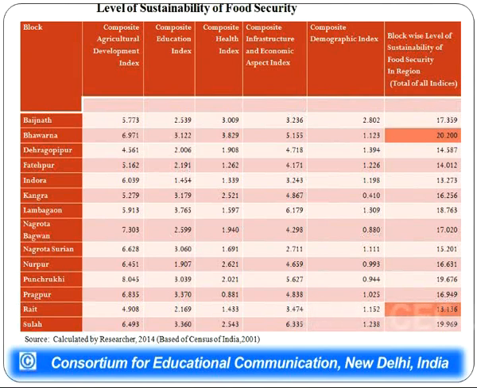Level of sustainability of food security can be a combination of composite agricultural development index, where we have all different type of indicators like mechanization, irrigation facility. Then we have composite education index. This includes literacy, which is very important for agricultural innovations, because literacy is linked to that. So education, awareness and agricultural participation is very, very important.